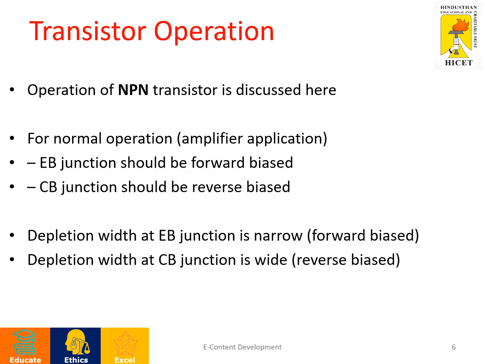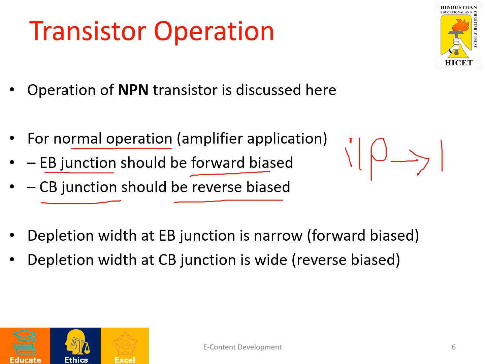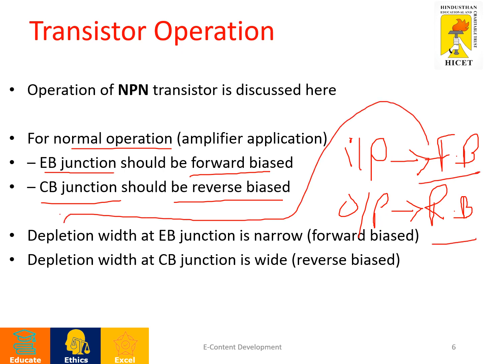Transistor operation. For normal operation, the EB junction is forward biased, whereas the collector base junction is reverse biased. Apart from this, the input section of our configuration is always forward biased, whereas the output section is always reverse biased. And based on this forward bias and reverse bias, we'll be getting the depletion width, which is narrow or else wide.